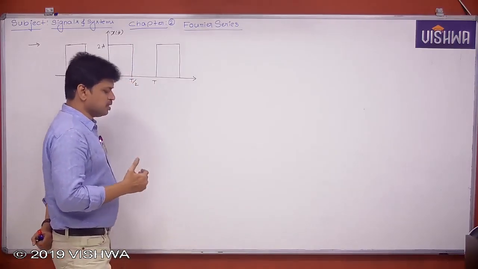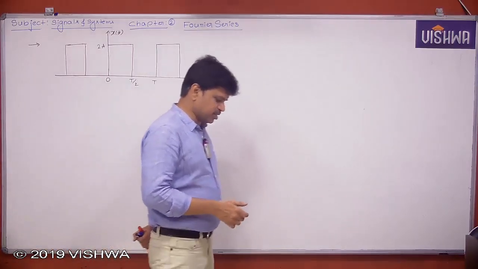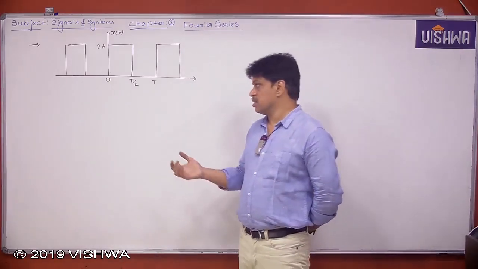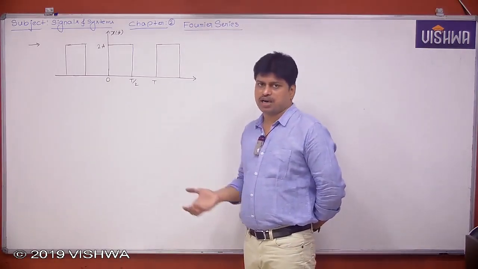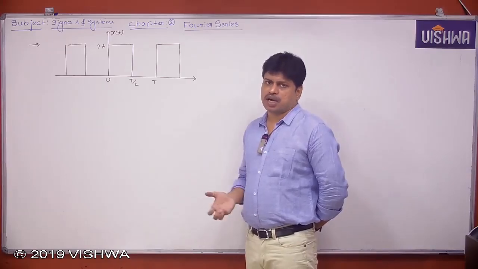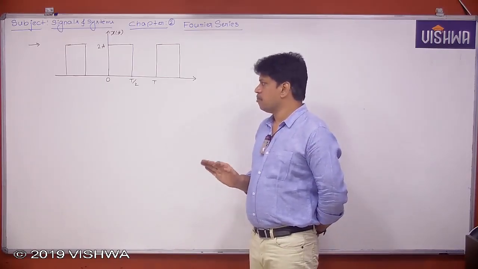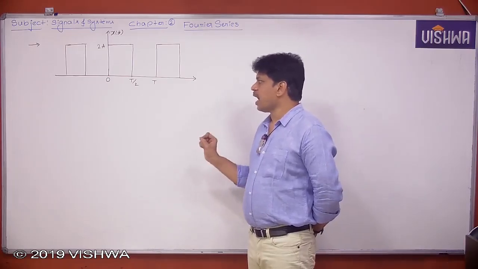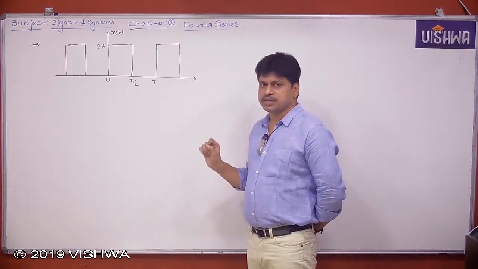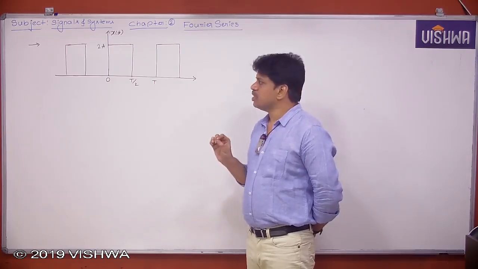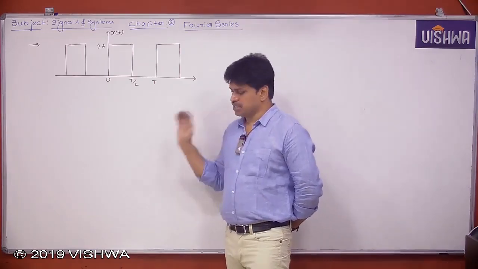So usually the first option is it contains all the terms. That means it is having the DC term, it is having the AC term, that is even harmonics, odd harmonics, and also cos, sine, everything. But my answer is, it is having only DC and odd sine terms.